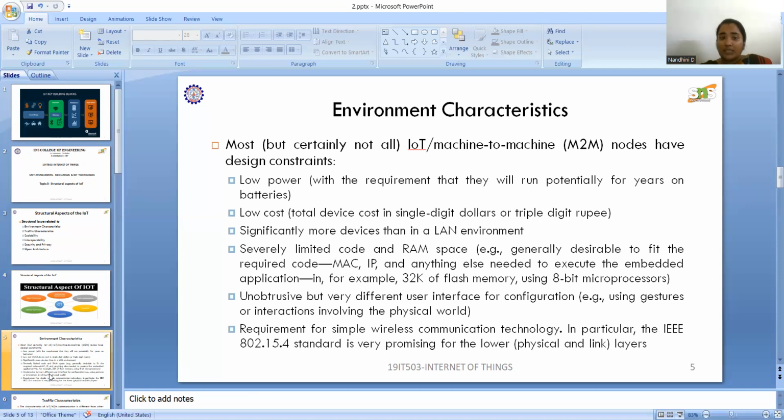Next one is an example using gestures and interaction, physical world, etc. Next is a requirement for simple wireless communication technology, for which we use the IEEE 802.15.4 standard, which is very promising for lower layers. This consists of the environmental characteristics.